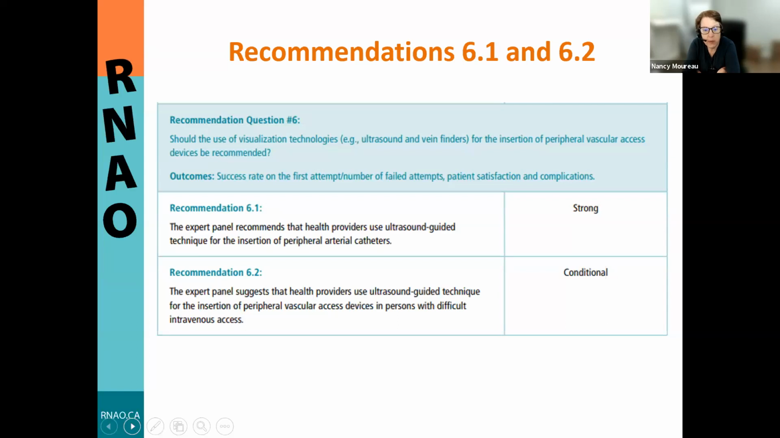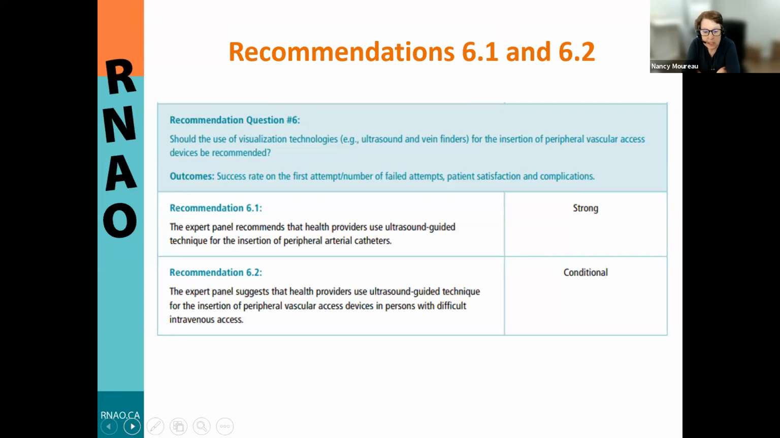In recommendation 6.1, the expert panel recommends that health providers use ultrasound guided technique for the insertion of peripheral arterial catheters. The evidence suggests that the use of ultrasound guided insertion technique for the insertion of peripheral arterial catheters increases the first attempt insertion success of these catheters and thus likely reduces complications. The expert panel determined this recommendation to be strong based on the moderate quality evidence, which clearly demonstrated benefits and decreased harm by the use of ultrasound during peripheral arterial catheter insertion.